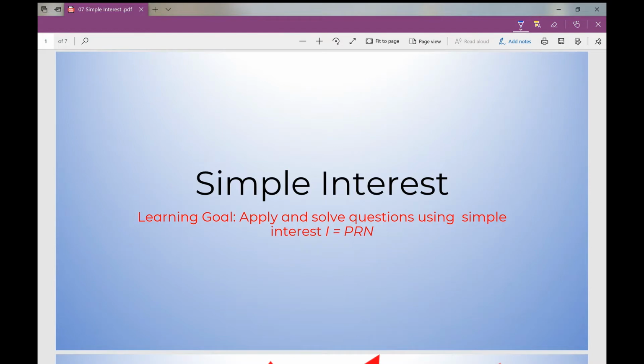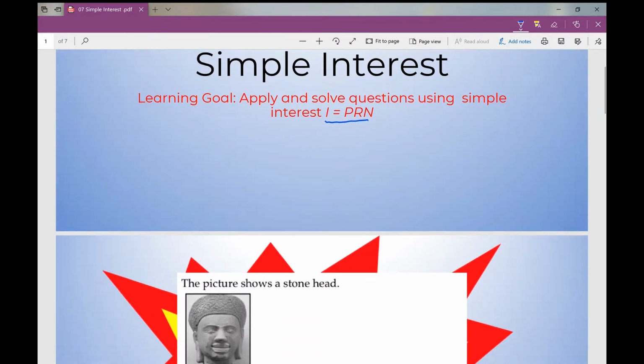Hello, Yunan. Today's topic is simple interest. We're going to be using this formula, I equals PRN, to solve questions related to simple interest.